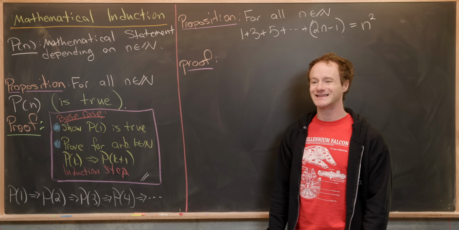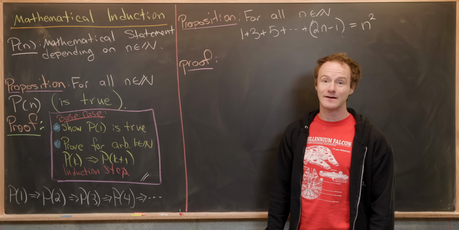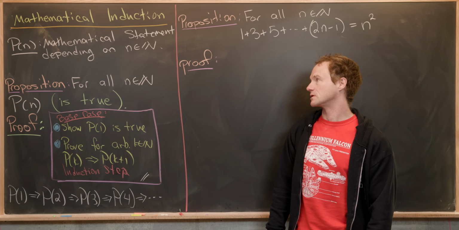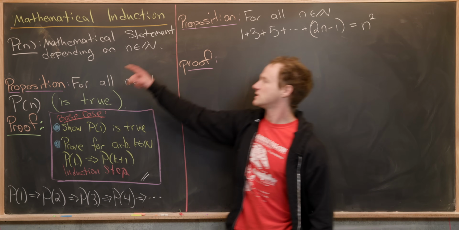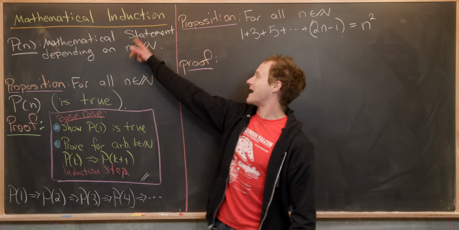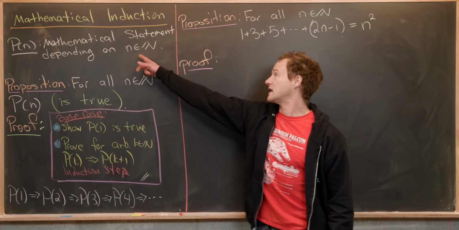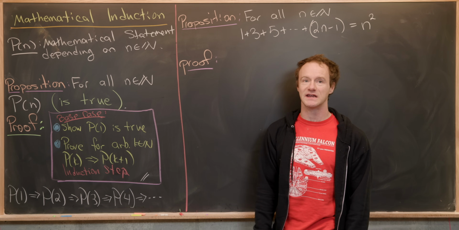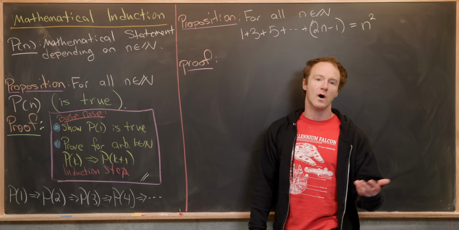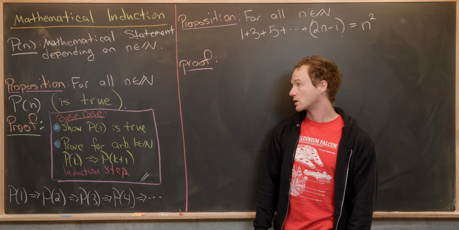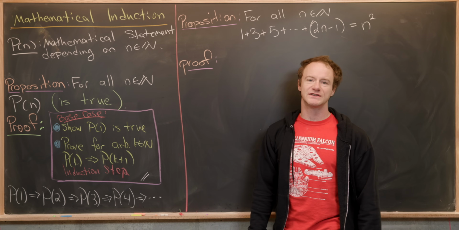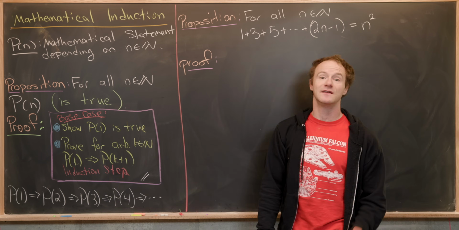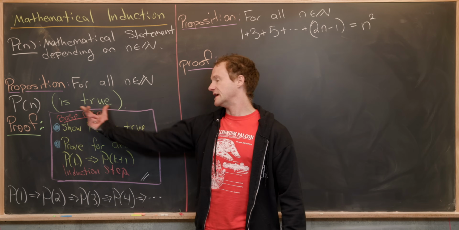Mathematical induction is an excellent way to prove a family of statements which depend on each other and depend on the natural numbers. So I've written it up here like this. Let's say we've got P of n, and those are all mathematical statements depending on a variable n, which is a natural number. In previous videos, we looked at what exactly a mathematical statement is and what mathematical statements depending on variables were. So this is the type of proposition that you might want to use mathematical induction for. It says for all n in the natural numbers, P of n is true.